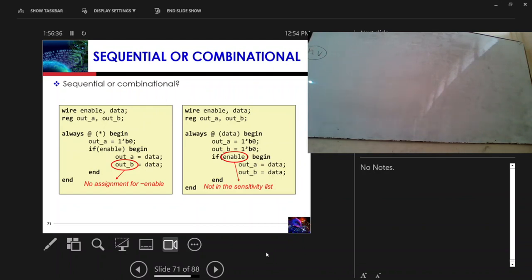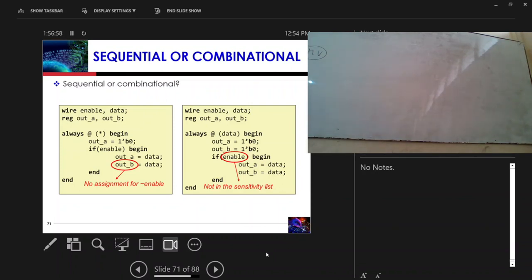we are looking at out A and out B. For the two codes, will out A and out B be sequential or combinational? Will it remember or not? Which one? Let's take the first code here.